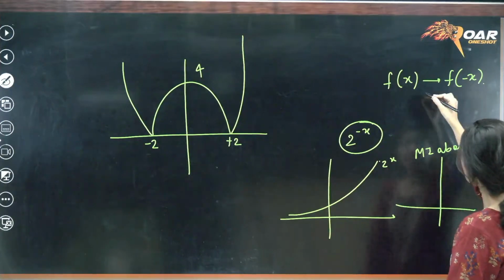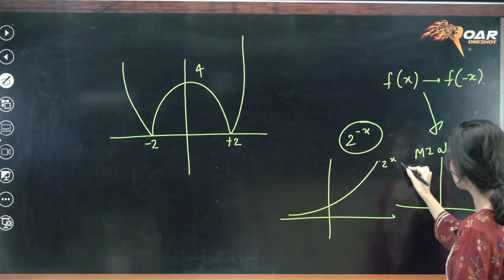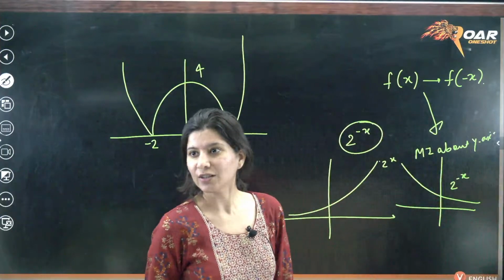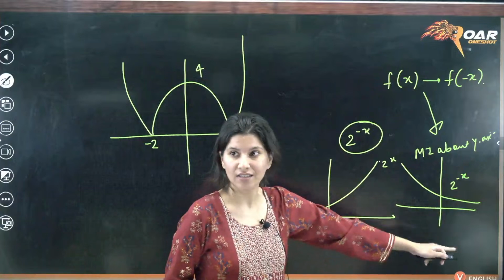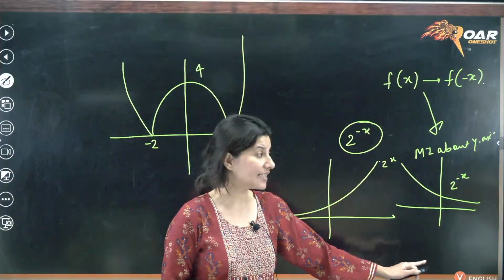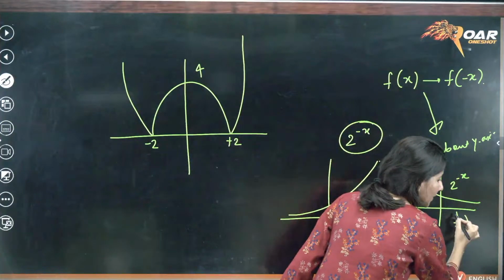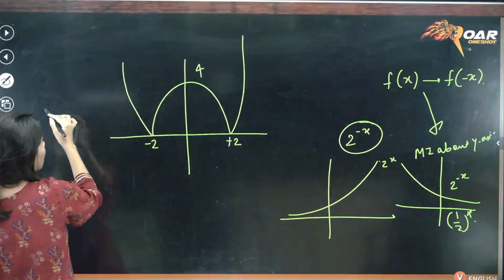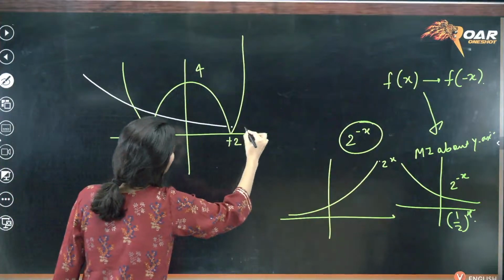So this is the mirror image about the y-axis. So this is 2 raised to power minus x. Right? 2 raised to power minus x. Remember, when a is less than 0, this is 2 raised to power x actually. So now I'm going to draw over here. So this is how it looks like.